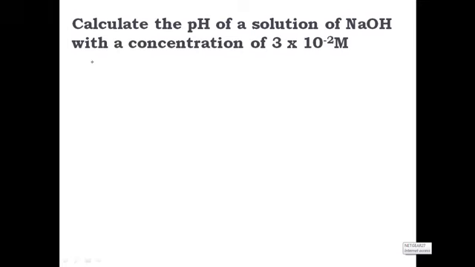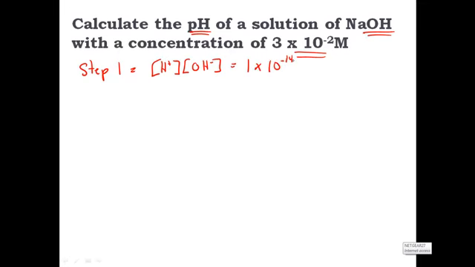In our first example tonight, we are asked to calculate the pH of a solution, and the solution is a base. I have a hydroxide ending, the OH ending, and the hydroxide has a concentration of 3 times 10 to the negative second molar. Step 1 is the same as before: to use my formula, the H plus concentration times my OH, or hydroxide ion concentration, equals 1 times 10 to the negative 14th.